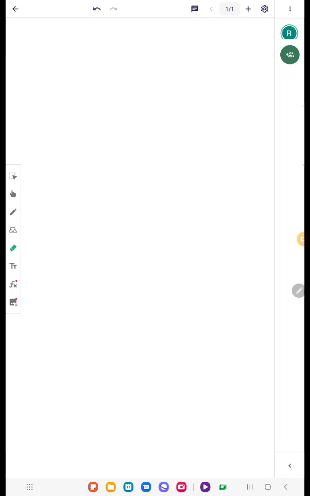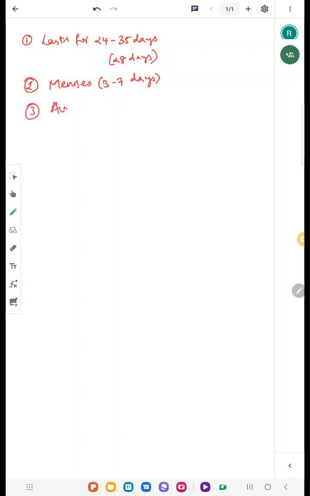And we'll speak about some important points in the menstrual cycle. Number one, the menstrual cycle lasts for 24 to 35 days, but the average is 28 days. And the menses, which is nothing but the bleeding we are speaking about, lasts for around 3 to 7 days. And the average blood loss is around 35 to 50 ml.